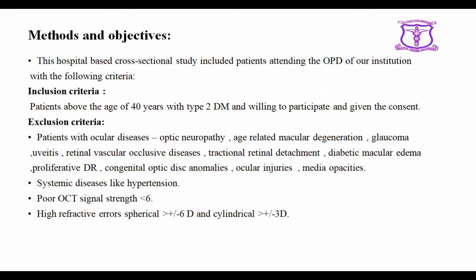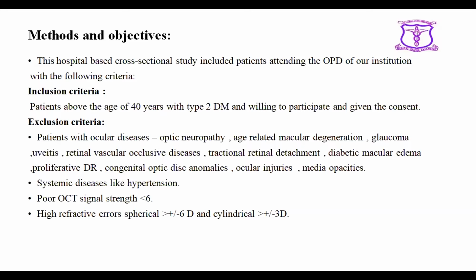Coming to methods and objectives, this was a hospital-based cross-sectional study including patients attending OPD. Inclusion criteria were patients above the age of 40 years with type 2 diabetes mellitus and willing to give consent. Also, patients with ocular diseases like optic neuropathy, ARMD changes, glaucoma, uveitis, vascular occlusive diseases, tractional RD, diabetic macular edema, proliferative diabetic retinopathy, congenital optic disc anomalies, ocular injuries, and people with media opacities were excluded from our study.